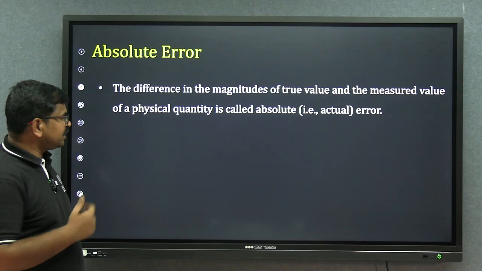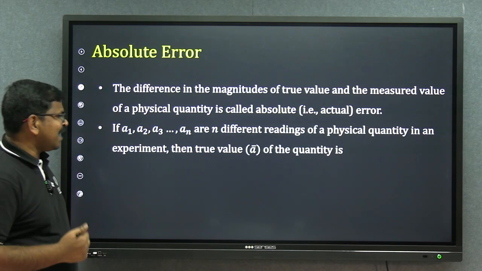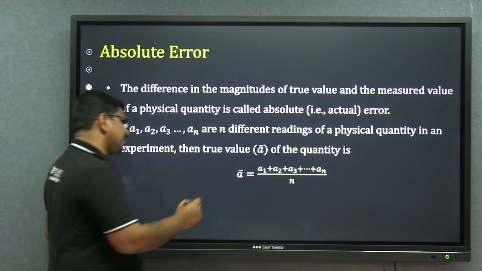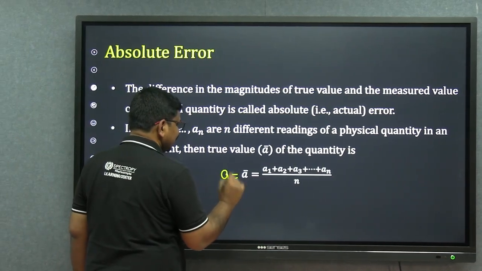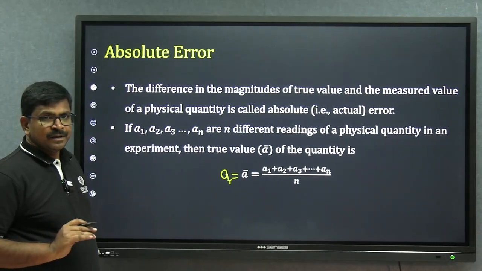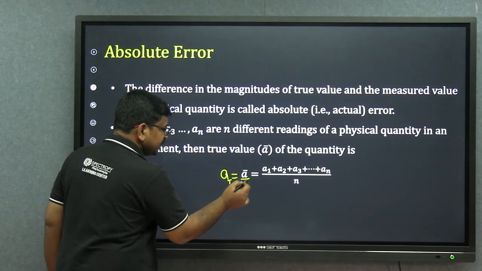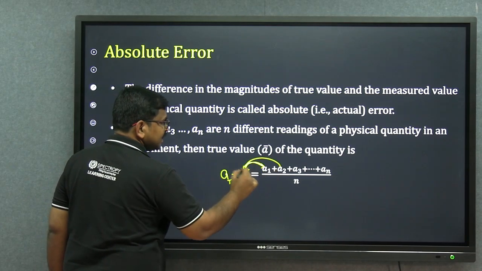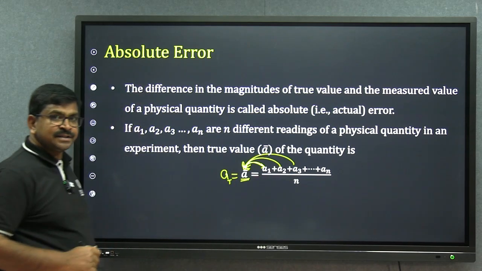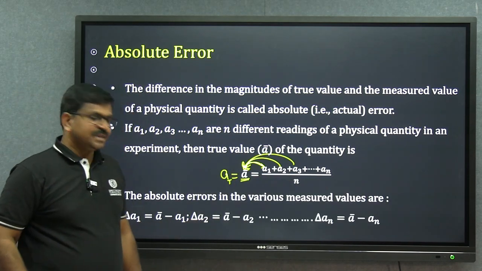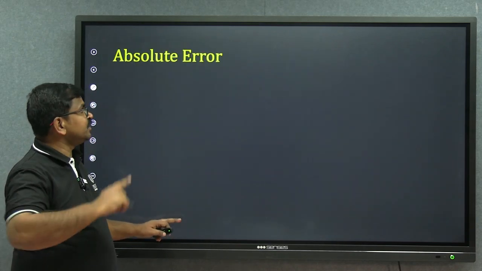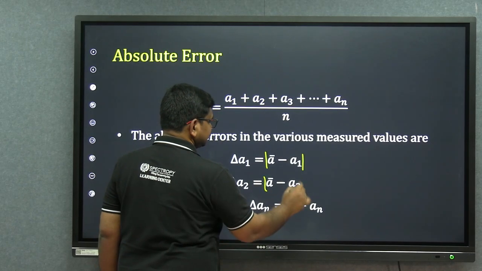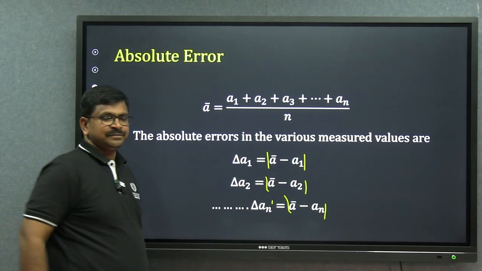Very simple. Suppose the true value is not given, what to do? Take the average of all the measured readings. If the true value is given, it is okay. If it is not given, you should take the average of the measured values. And the differences between each reading and this average, A1 minus A bar, A2 minus A bar, A3 minus A bar, are the errors here. From this we will get the absolute error by taking the modulus. Okay, so this will be your absolute error.